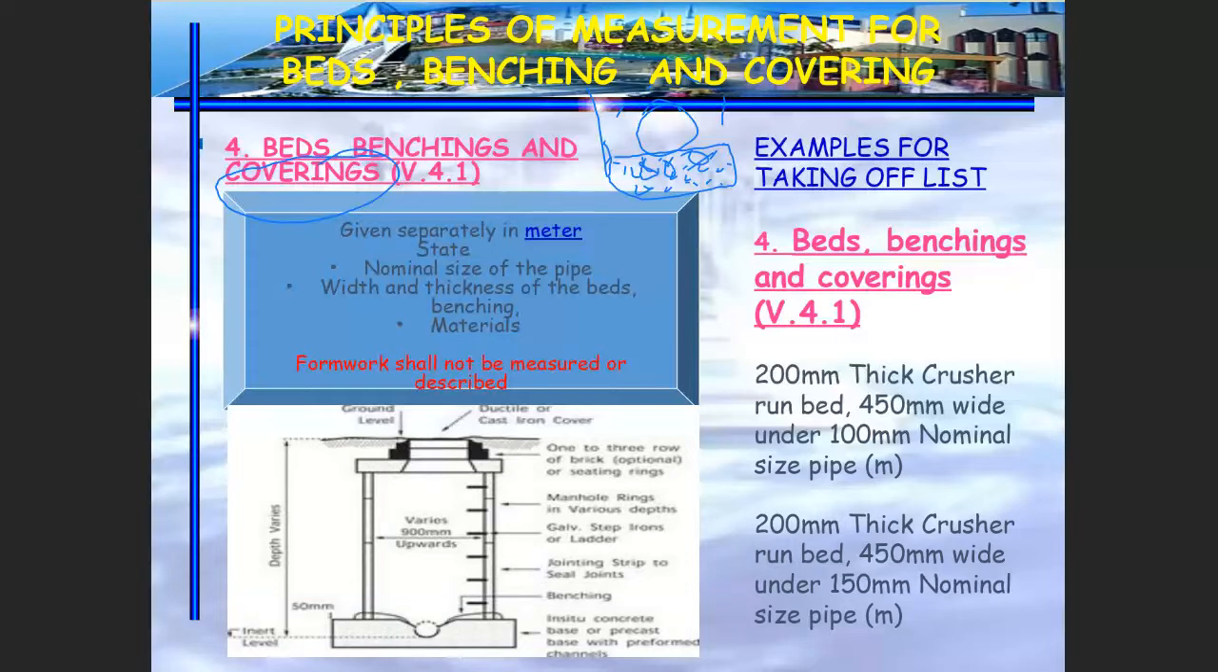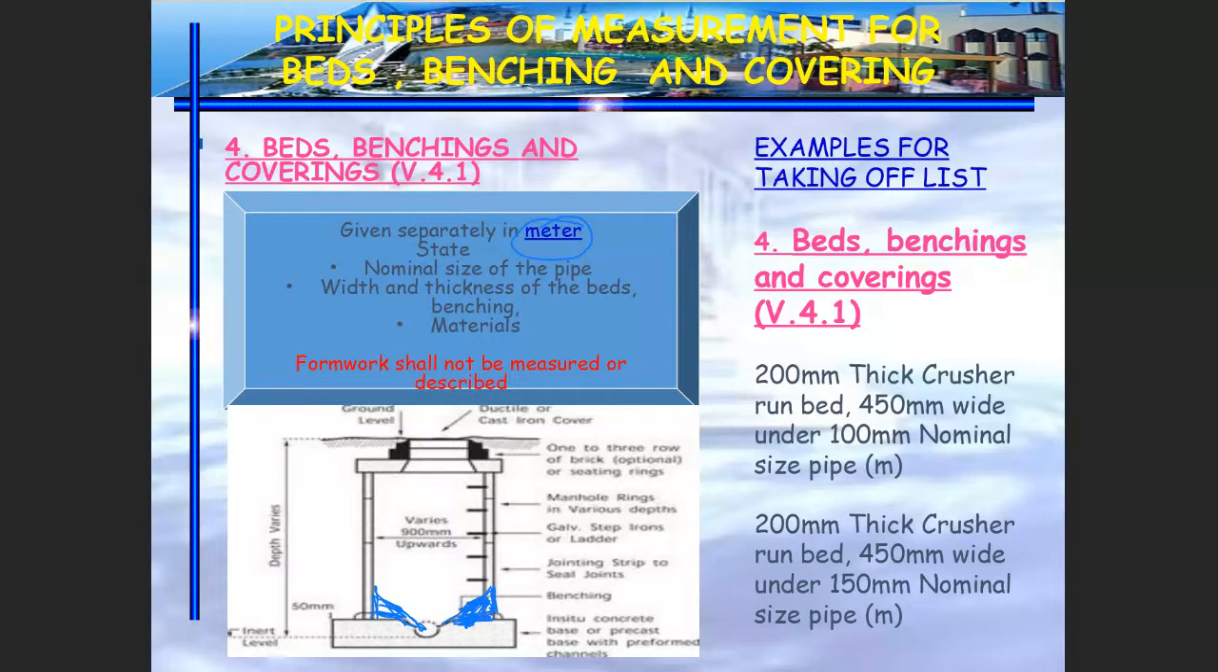This is your benching. Look at this, the triangle. So if I draw again, the benching is something like this. Okay, this is your concrete bed. So this is your benching, the one that I colored in blue. Okay, so beds, benching and covering is measured in meters.